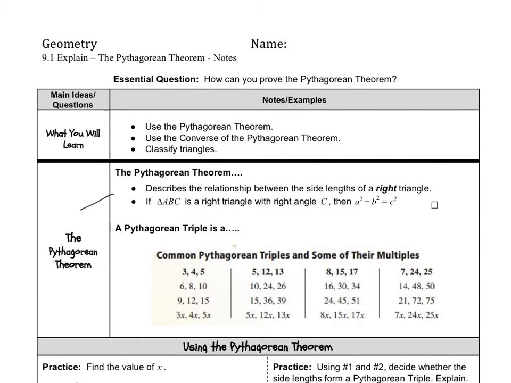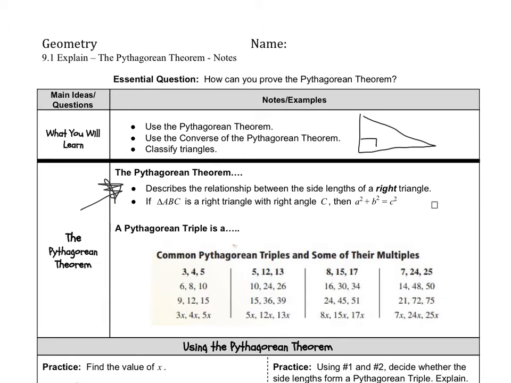Right here, they start with some notes for you, and it says it describes the relationship between the side lengths of a right triangle. And you're familiar that if triangle ABC is a right triangle with right angle C, then A squared plus B squared equals C squared. In other words, if you have a right triangle, then it doesn't matter.